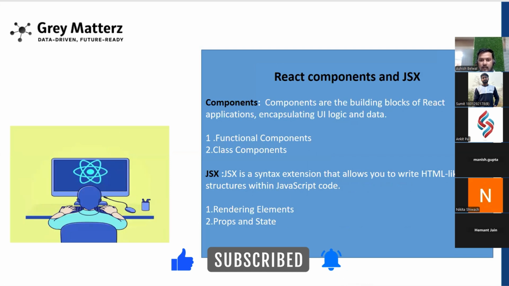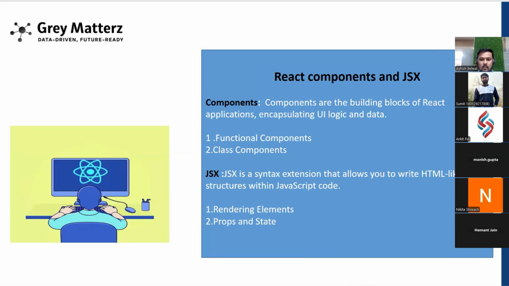So, React components and JSX components: it's nothing, it's just a piece of code. We use it like a function. We write a piece of code and use it multiple times. Basically, components are the building blocks of a React application. There are two types of components in React.js: functional components and class components.